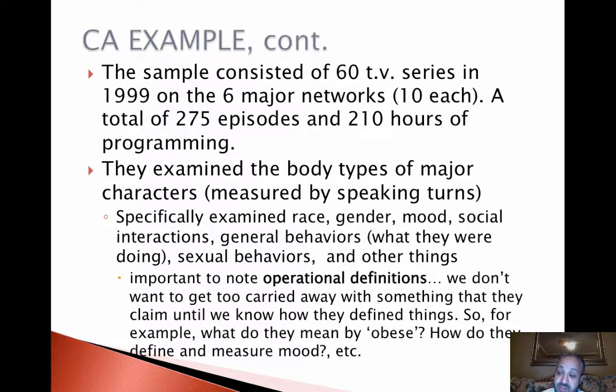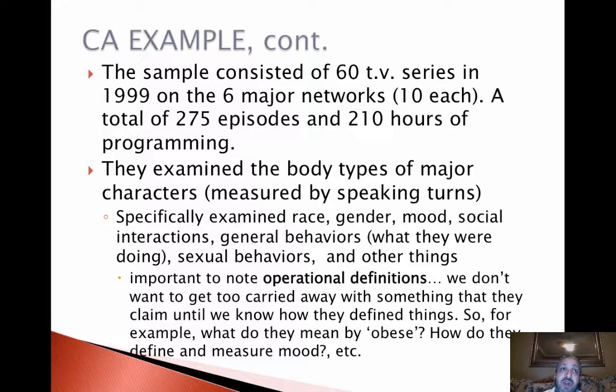Okay, this is what we mean by thin. This is what we mean by obese. This is what we mean by average or medium. That's what they did. But the point, I'm stopping now because I want you to think about operational definitions. How are you going to measure? On this exam that we have next week, I might say, hey, here's a concept. How would you measure this concept in a particular study?